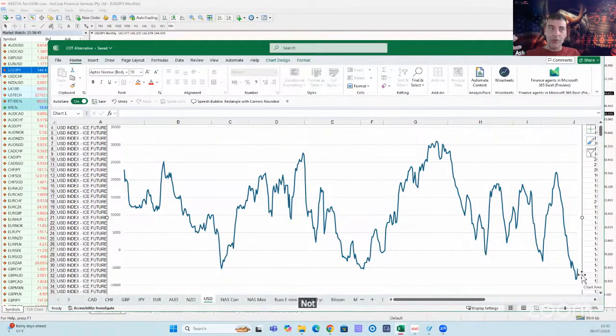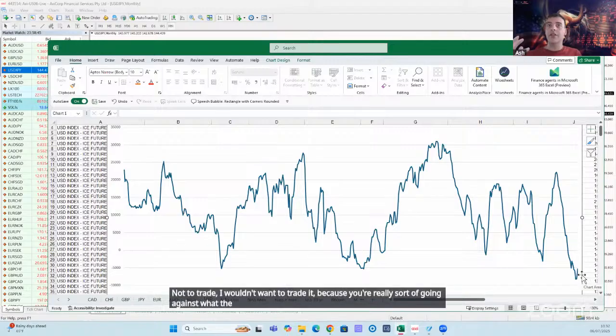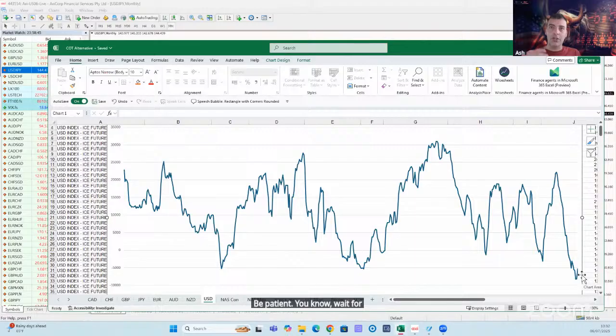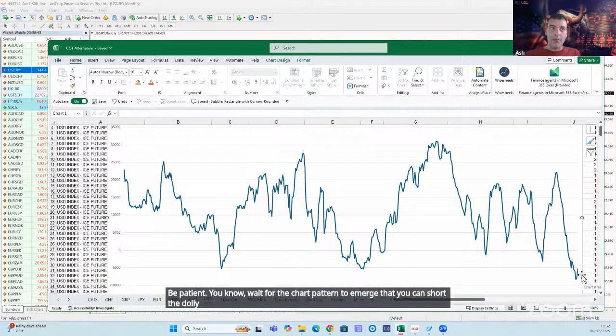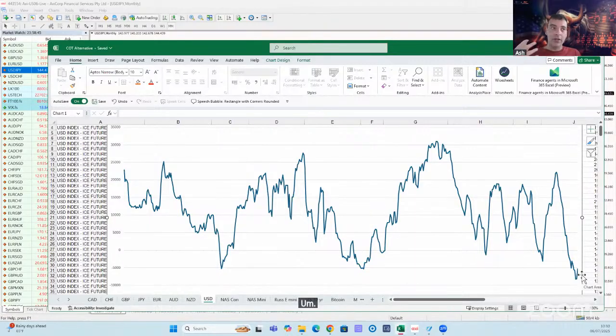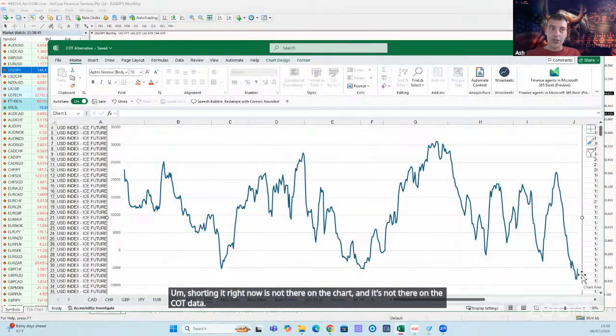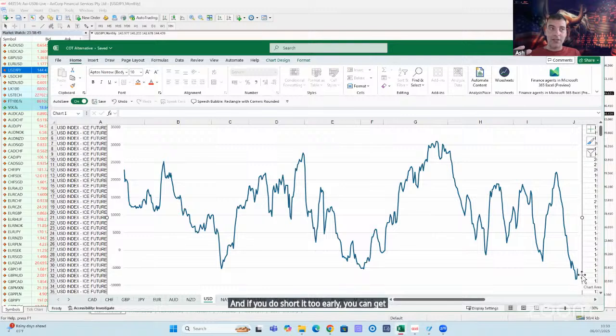Not to trade. I wouldn't want to trade it because you're really going against what the information's saying. And the information's saying be patient. Wait for the chart pattern to emerge that you can short the dollar yen. Shorting it right now is not there on the chart and it's not there on the COT data. And if you do short it too early, you can get battered in swaps. So you do not want to do that. You need to have relatively good timing with this stuff.